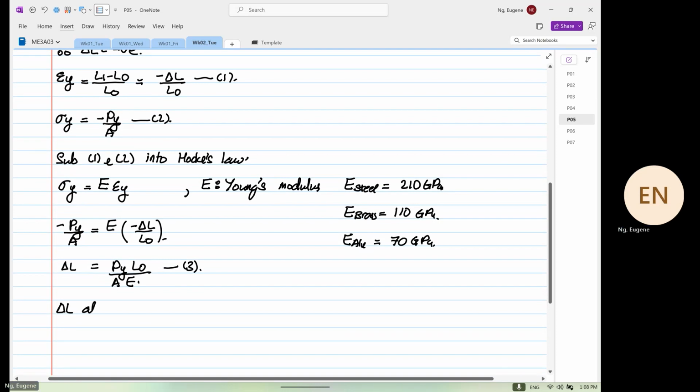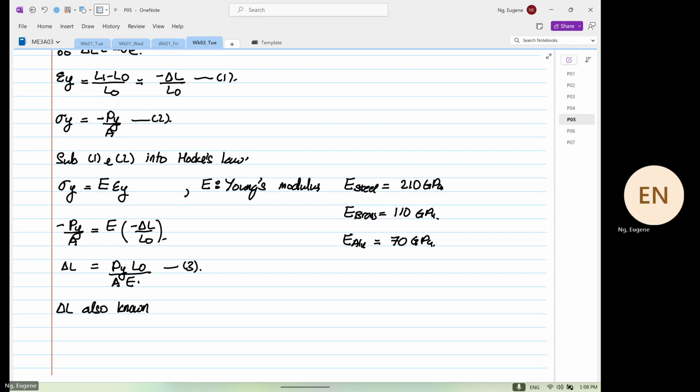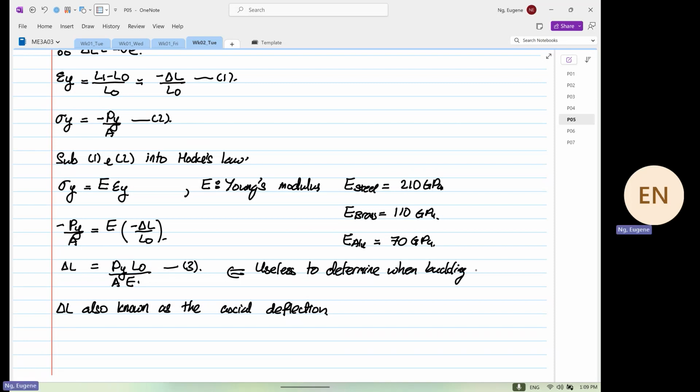Right? This is the same as, so delta L is also known as the what? Axial deflection. Okay, it's also known as the axial deflection. Okay. Now, unfortunately, this formula is useless to determine when buckling will occur.